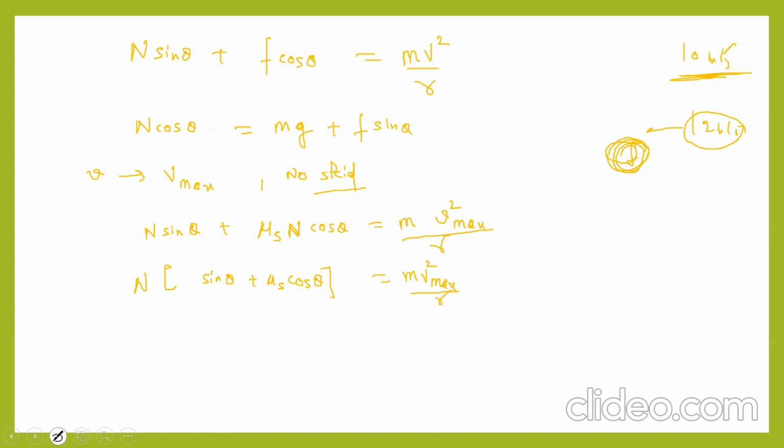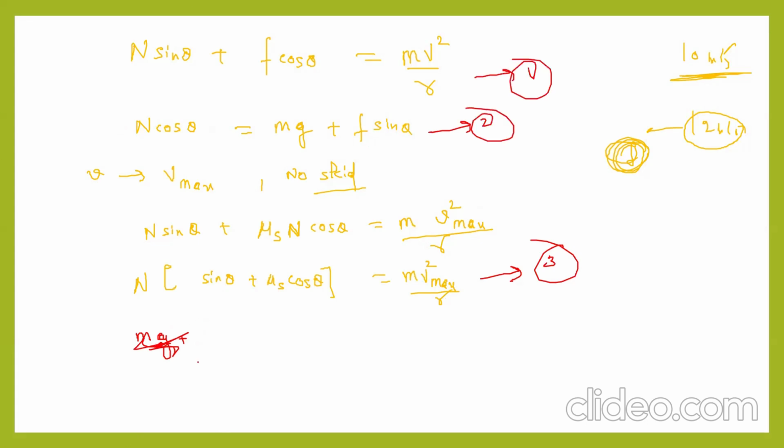Clear? Now put the value of n. From this equation, what is n? mg plus f. What is f? I think first we should find this f also. Now, what is f? First we will find n. Okay, this is equation number 3. From equation 2.